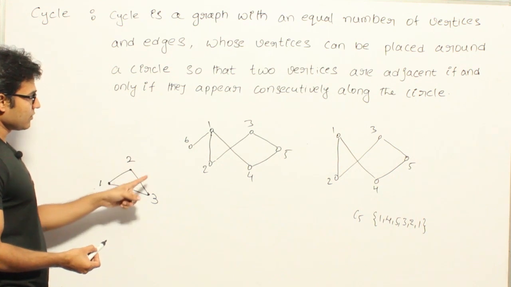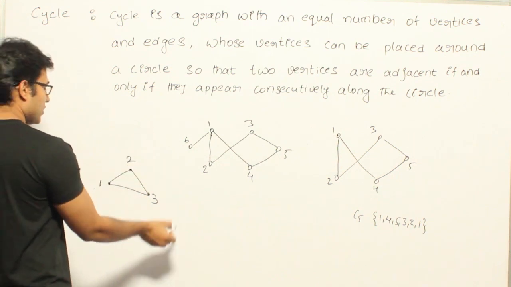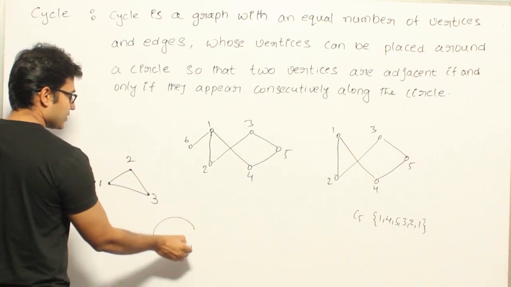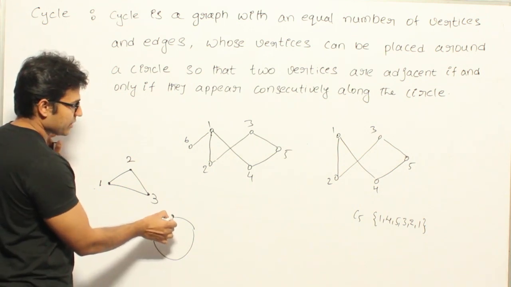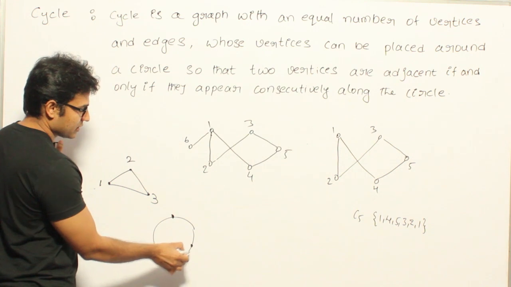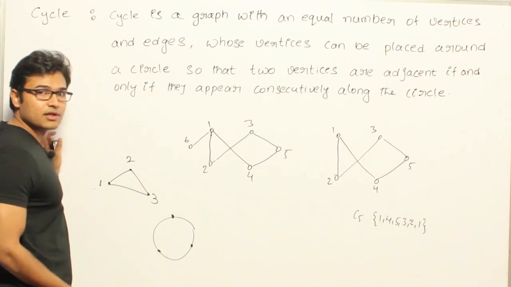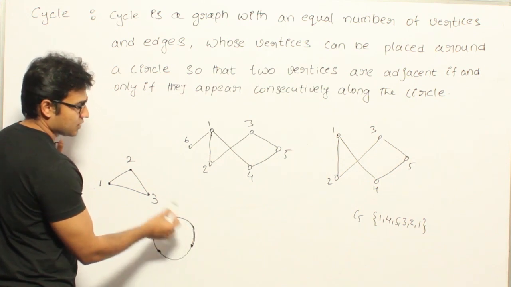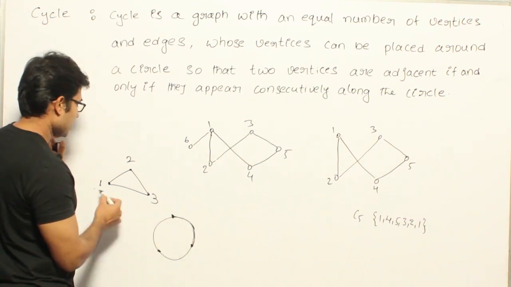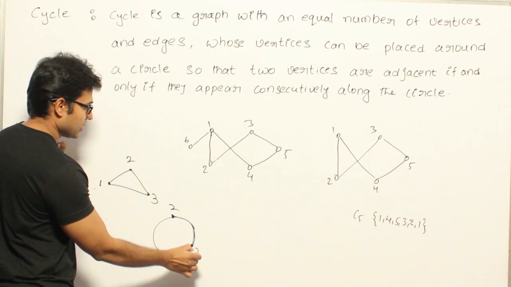So we are putting all the vertices on a circle, or you can take a circle and see this, right? Let us say this is a circle. Now what they mean to say is you should be able to place the vertices along the circle like this, and two vertices are adjacent when they are consecutive, right? So in this case it is going to be 1, 2 and 3, right?